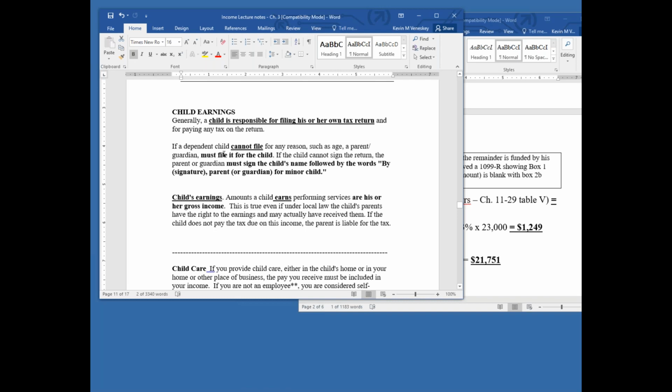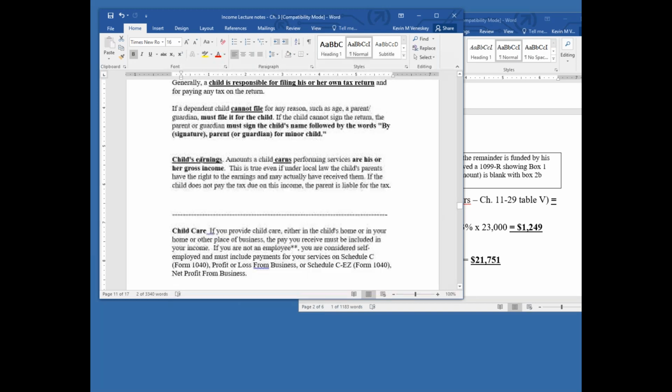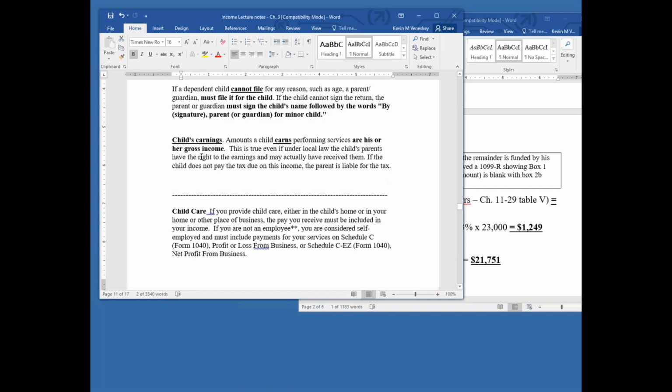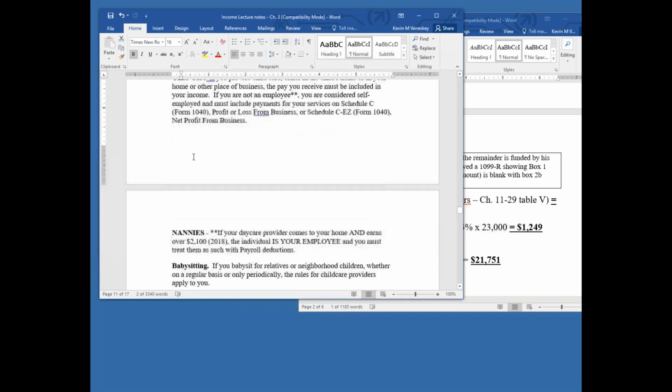So a lot of times, just the key thing here is kids should file their own return, even though it's filed by the parent. You do not combine the earnings. There are a few instances where you can, but most of the time it's not worth it.